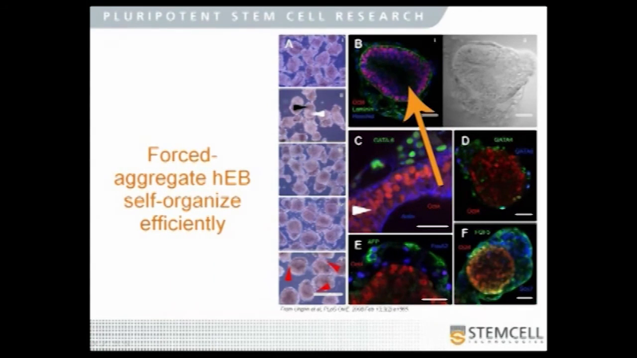So this again is that structure that I was showing you before, but now generated using the forced aggregation approach. You have these aggregates, and even on phase contrast, you can see very clear organization into a monolayer of OCT4 positive cells. Nuclei are located basally over a laminin-containing basement membrane. And cells in the outer layer are positive for primitive endoderm markers such as GATA6, GATA4, AFP, FOXA2, and SOX7.